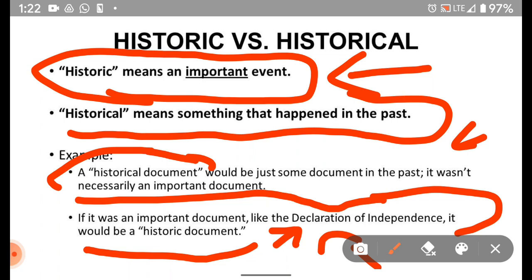So remember, once again, historic is something that happened usually in the past, mostly in the past, but it can also happen in the future. But historic is always an important event. Remember, it's always something important, like Magna Carta, Declaration of Independence. Whereas historical is something that has happened in the past, and it does not have to be a very important event, okay. If an event is in the past, then that is definitely a historical event.